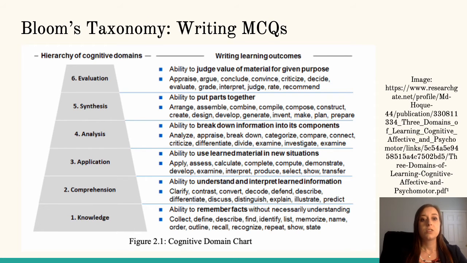Number 4, analysis. So this is our ability to break down information into its different components. So we understand it, we can explain it, we can demonstrate it, but can we really break it down into its idiosyncrasies and really understand it at its molecular level, so to speak. So analyze, appraise, break down, categorize, connect, criticize. Can you compare and contrast it to other things? Can you criticize the information you've learned to make sure it's accurate? Differentiate, divide, examine. This makes me think of clinicals as well. I had a preceptor, my pediatric preceptor, who constantly said, don't just listen to what I say, fact check it.